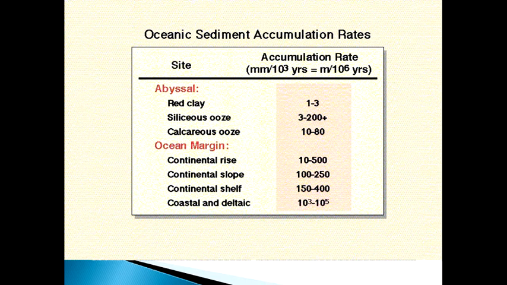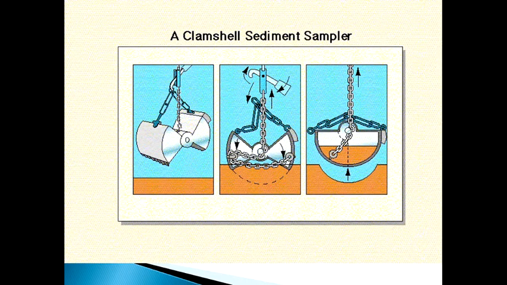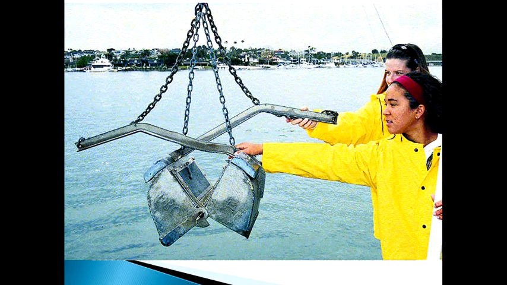So before we talk about that, how do we sample sediment on the bottom of the ocean? There's a whole bunch of different ways, and here's a very primitive, simple one. It's called a clamshell sediment sampler. The thing is, it's very hands-on. You have to be on a boat out in the ocean.